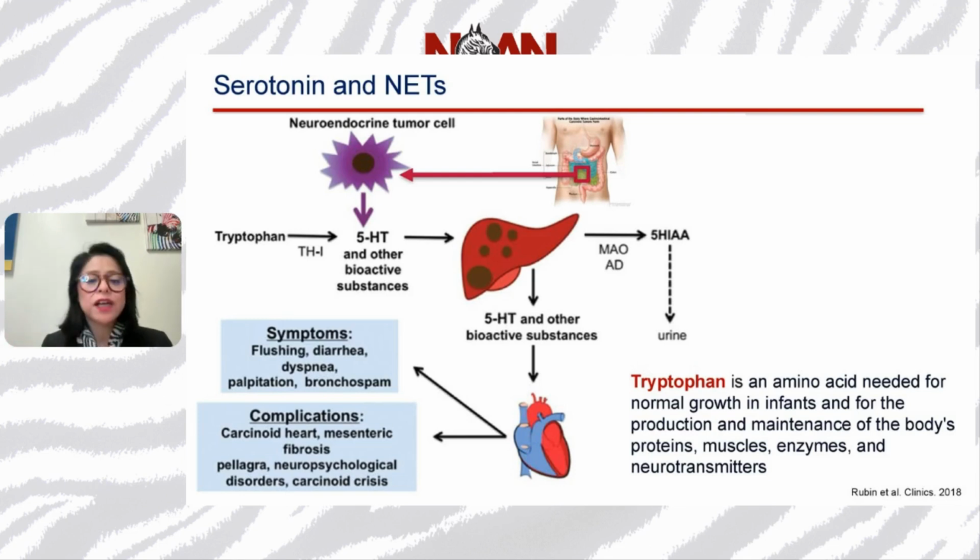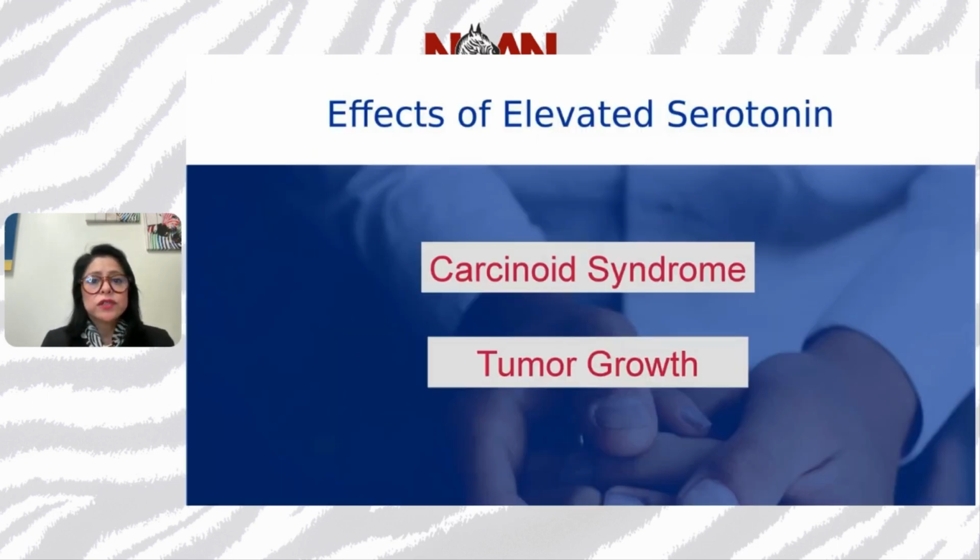As we know, there are specific symptoms related to serotonin excess, and we call those carcinoid syndrome, and we'll discuss more about that. The most common symptoms that we see in a patient with this excess serotonin are flushing, diarrhea, shortness of breath, palpitations, and wheezing, and this excess of serotonin can also cause complications, and we'll discuss a little bit about that. So what are the effects of elevated serotonin? It can cause carcinoid syndrome, as well as tumor growth.